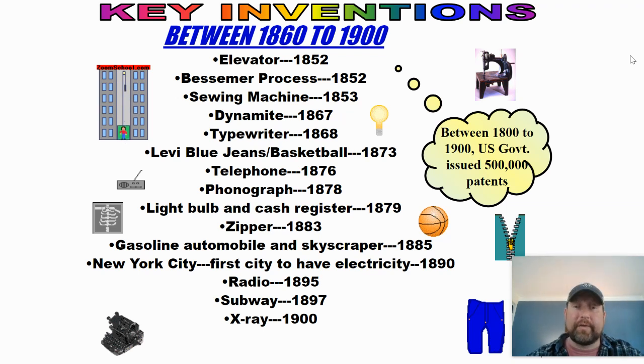Again, what makes this relevant to us is that if you look here from 1860 to 1900, the invention of the elevator. We're going to talk more about the Bessemer process, the typewriter, the sewing machine. Levi blue jeans come about here in the mid Gilded Age, 1873. The telephone, music, the phonograph. As we said earlier, the electric light bulb, the zipper on the Levi jeans, and the radios that tie culture together late in the time period. The cities have systems like subways. New York City is the first to have subways and electricity. So there are 500,000 patents issued over these 100 years when we bookend the entire period.